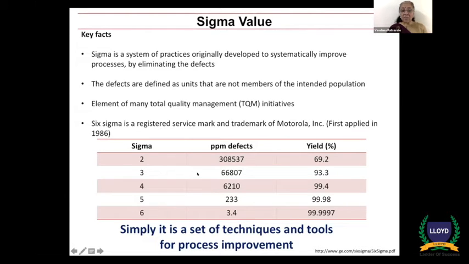Currently, our pharmaceutical industry is at 3 sigma level. That means there are 66,807 parts per million defects. So we are getting a yield of only 93.3% in most of the operations.